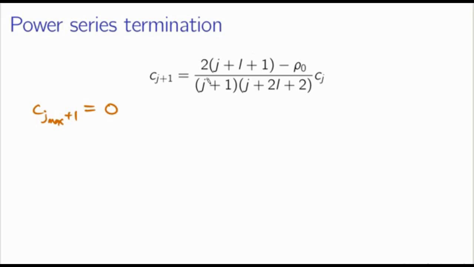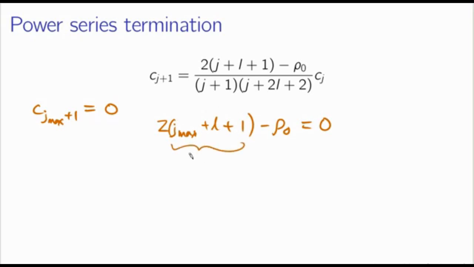In order to have c sub j max plus 1 be equal to 0, I must have the right-hand side of this equation equal to 0. The only way the right-hand side of this equation can be equal to 0 if c sub j is not 0 is for the numerator of this equation to be 0. So that means I must have 2 times the quantity j max plus L plus 1 minus rho naught equal to 0.